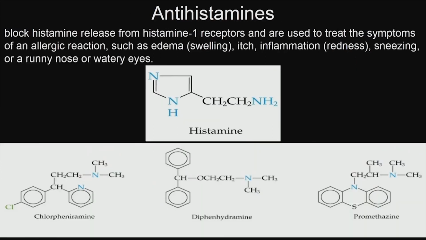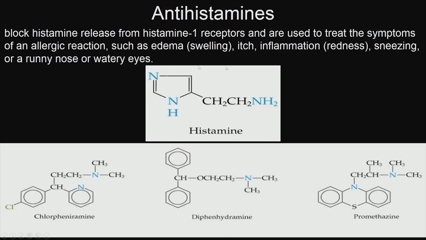Antihistamines, again all of us must have taken antihistamines. These are taken to overcome swelling or redness, inflammation, sneezing, runny nose, watery eyes. So how do they act? They block histamine release from histamine 1 receptor. So they block histamine. When it gets released, you end up having swelling, itching, inflammation, runny nose, watery eyes and so on. So they are called antihistamines. They block the histamine release.